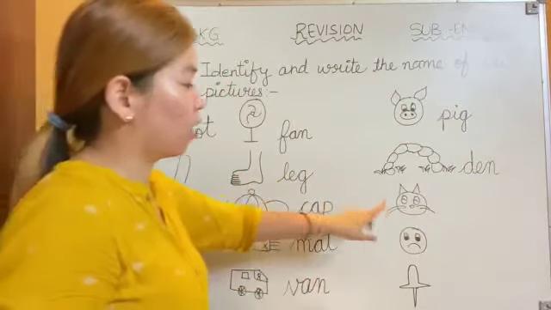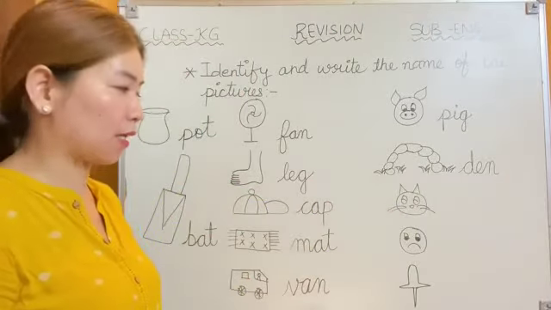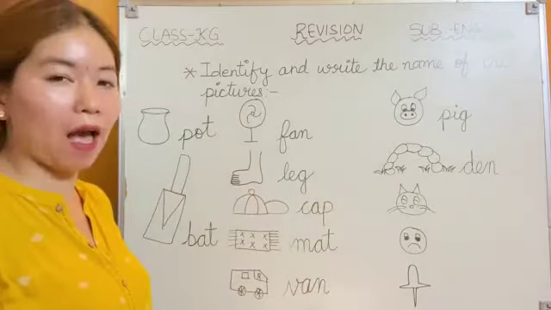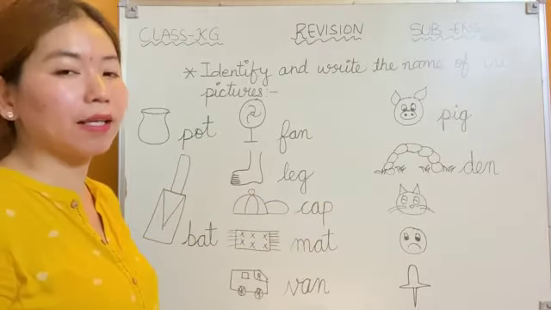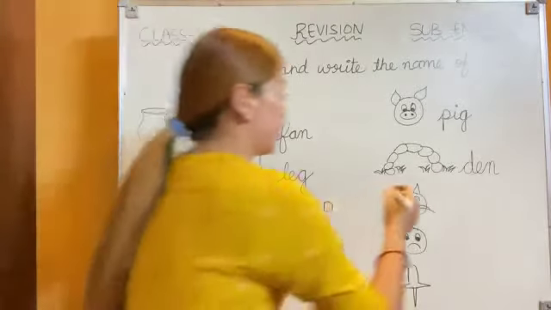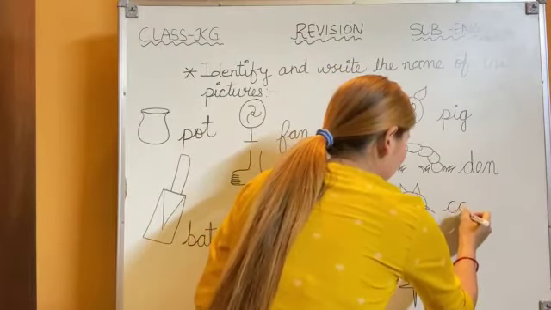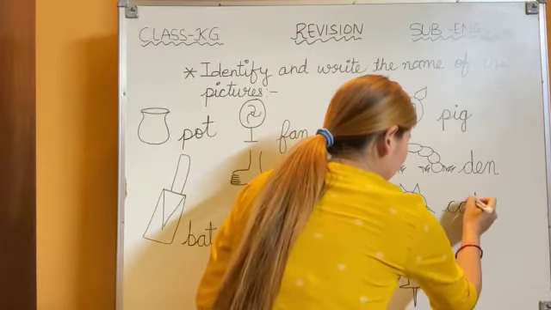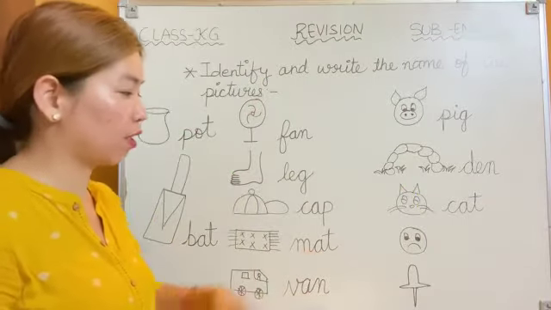And look here. What is this? Cat. This is a cat. And the spelling of cat is C-A-T, cat. So here we will write C-A-T, cat.